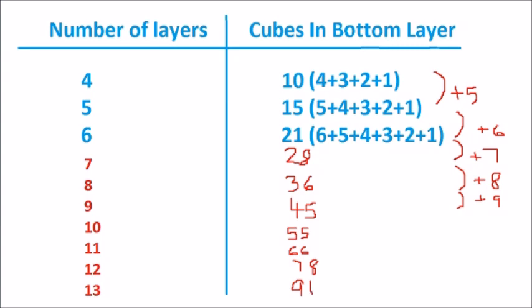The question asked, how many layers would there be if there are 91 cubes in the bottom layer? Using this method, we know that there would have to be 13 layers for there to be 91 cubes in the bottom layer.